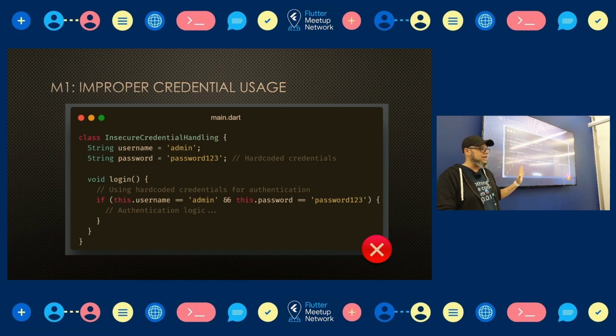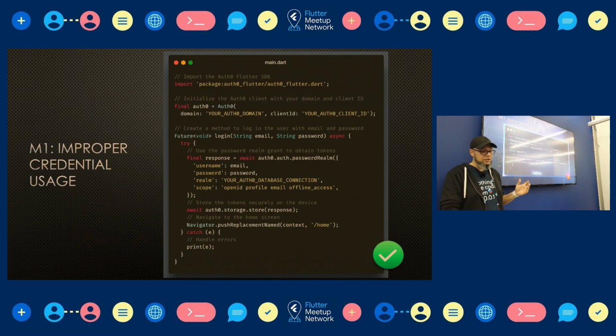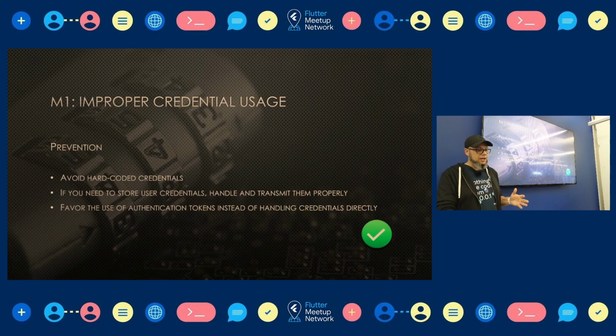Like using hard-coded credentials to validate a user and a password, this will definitely trigger an M1 warning. And the way we can resolve this is basically in this example right here. We are using the Auth0 package to actually handle the credentials in a better way. This is a good way to get rid of an M1.